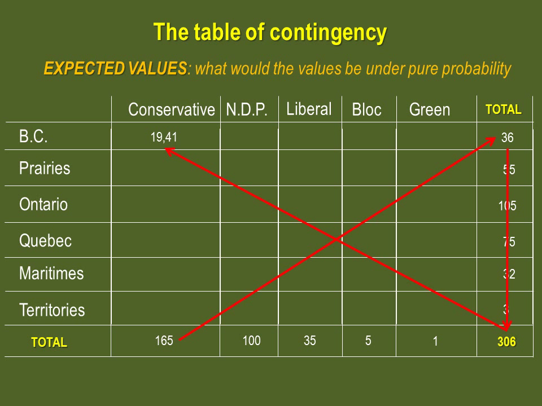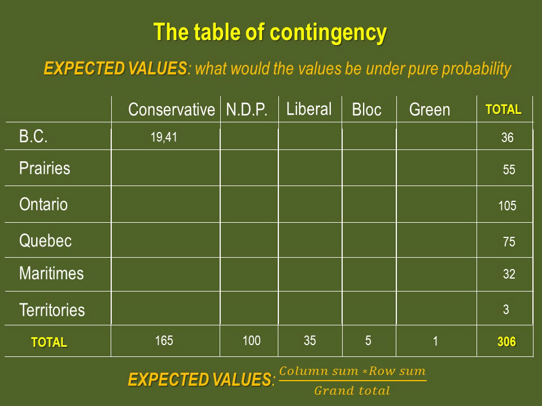Logically, we know that you can only have entire deputies, but remember these are proportions in pure probability, so you should always keep the decimals when you're calculating expected values. Now maybe this would be an easier way for you to understand how to calculate expected values. An expected value is actually equal to the column sum times the row sum of the cell divided by the grand total. Let's do another example.